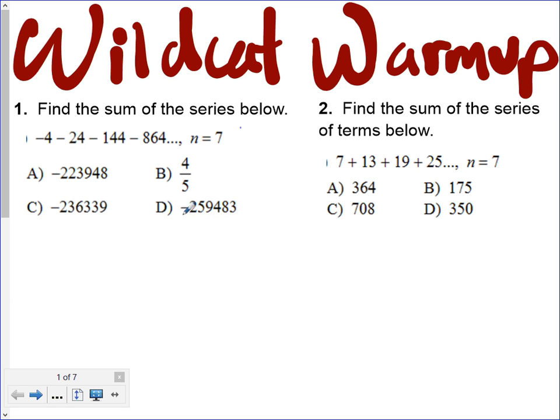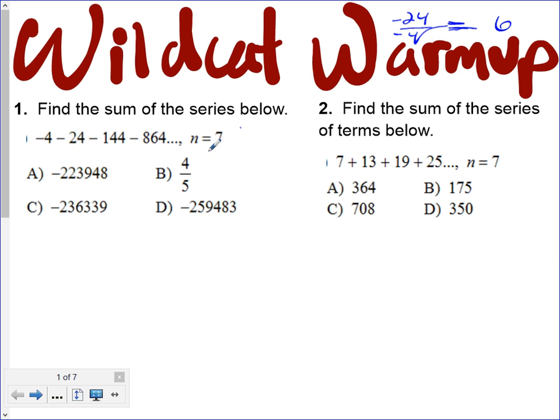First thing you do is look and see if it's a geometric or arithmetic sequence. If you were to take, let's say, -24 and divide by -4, you could see that the values are being multiplied as they're going on, they're not being added or subtracted. So you know it's geometric. And the common ratio, -24 divided by -4, is 6.